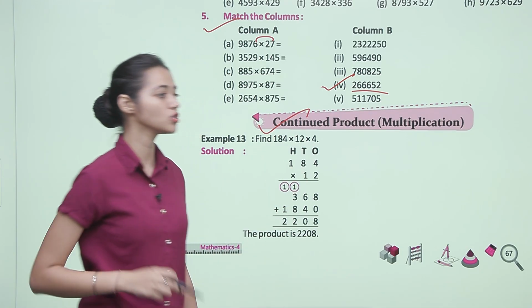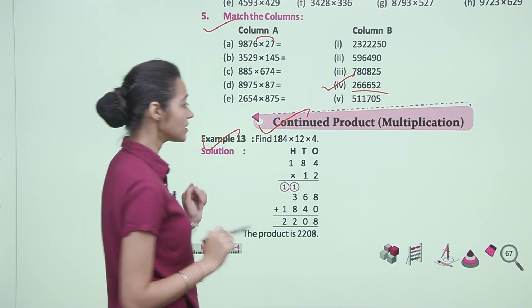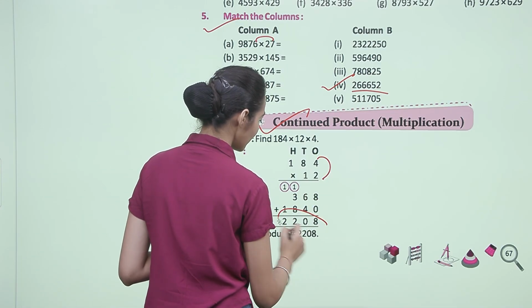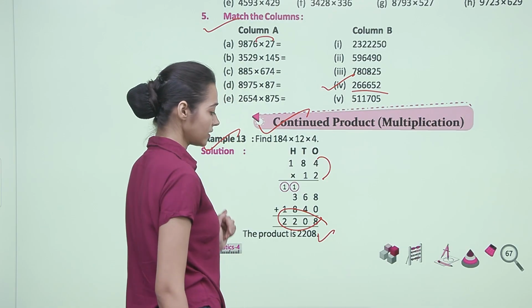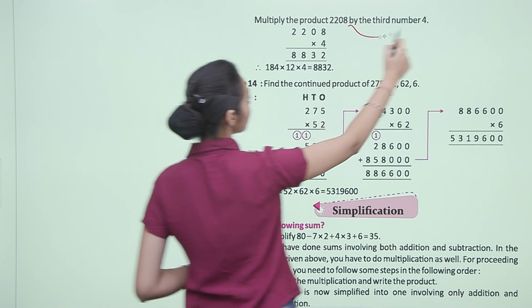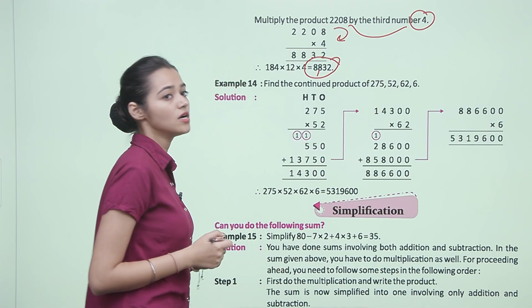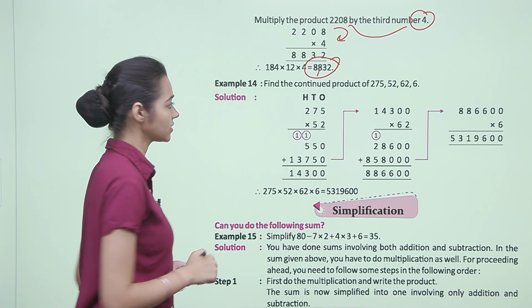Now next is our continued product or multiplication. In example number 13 we have to multiply them. Firstly we multiply it by 12. After multiplying it, this is our product. After that we have to multiply it by the third number, that is 4, and when we multiply it by 4, this is our required final product, that is 8,832.